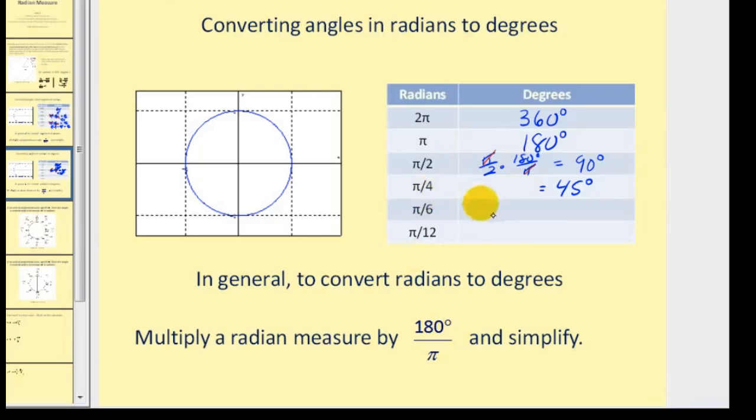Pi over 6 times 180 degrees over pi. Again, the pi's simplify out. There are 30 6's in 180, so this would be 30 degrees. And pi over 12, the pi's are out. 180 is the same as 12 times 15, so this changes to a 1, this changes to a 15, and we have 15 degrees.